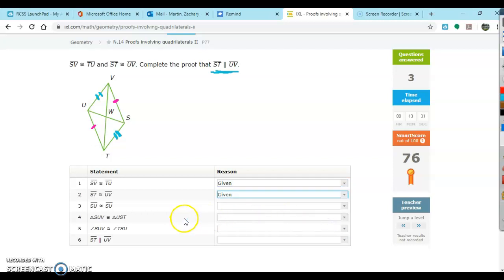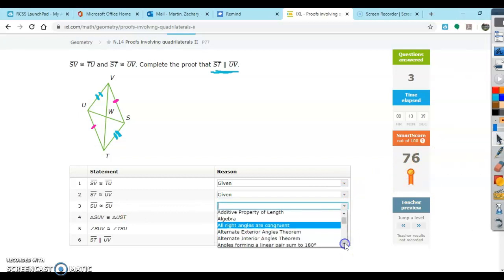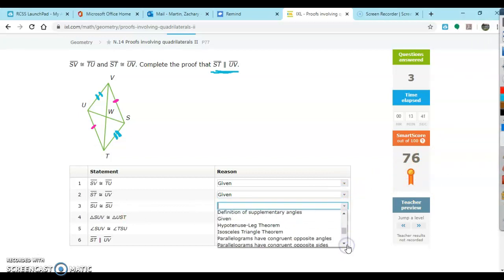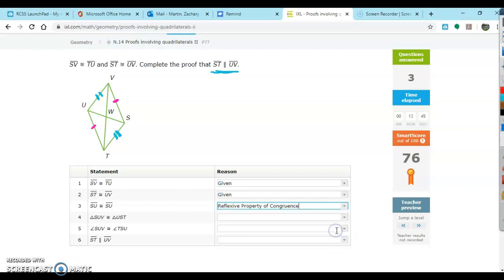And then SU is congruent to SU. Well, we've seen that multiple times in previous proofs. When we say that something is congruent to itself, that's the reflexive property of, you got it, congruence. Okay, reflexive property of congruence. Make sure you select congruence, not equality. We're dealing with the segment congruent to a segment, not the measure equal to a measure. If we said the measure of SU is equal to the measure of SU, that would be the reflexive property of equality. In this case, we're talking about congruence.